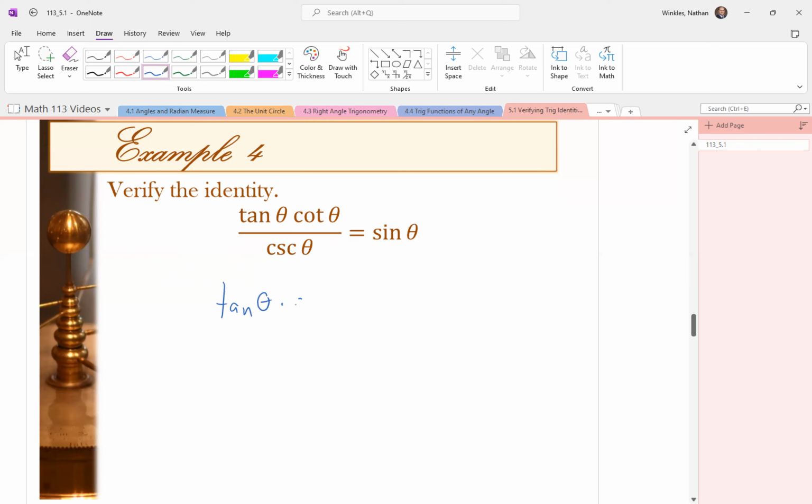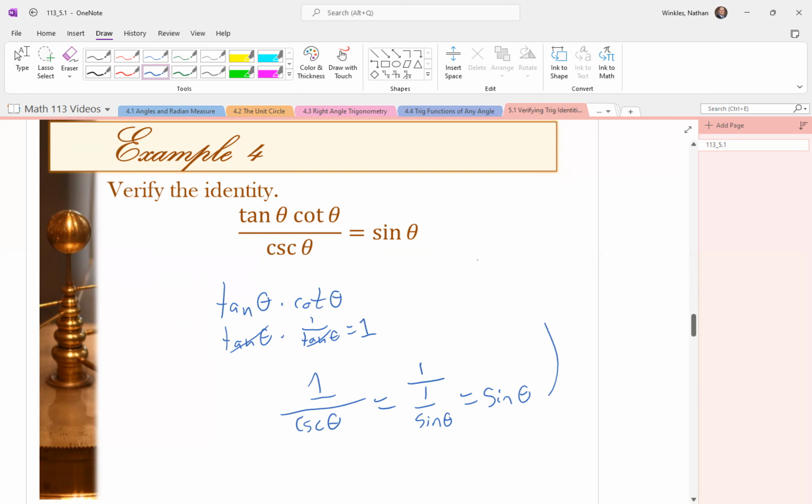So, by looking at this one right here, tangent of theta times cotangent of theta is really tangent of theta times 1 over tangent of theta. They cancel out, leaving me with 1. So really, I'm left with 1 over cosecant of theta. But cosecant of theta is 1 over sine of theta. 1 divided by 1 over sine theta is just sine theta, which now matches what we were looking for.